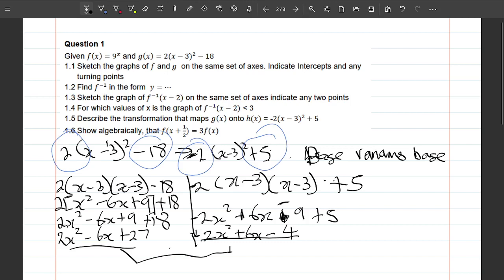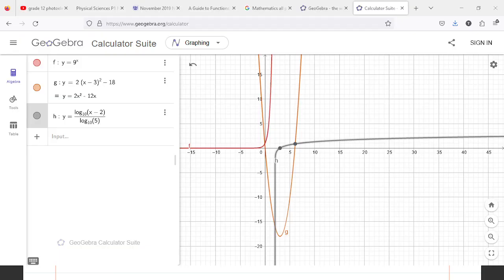Okay, let me grab GeoGebra so I can show you how these look. So here we go. Here's my GeoGebra, and what I'm gonna do is add on that new equation that we just got. That's just negative 2x, that's just a plus 5.